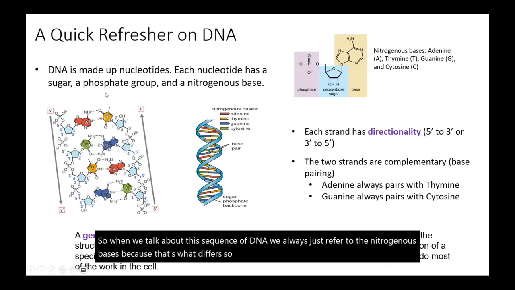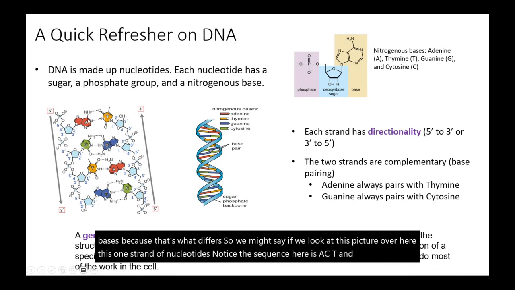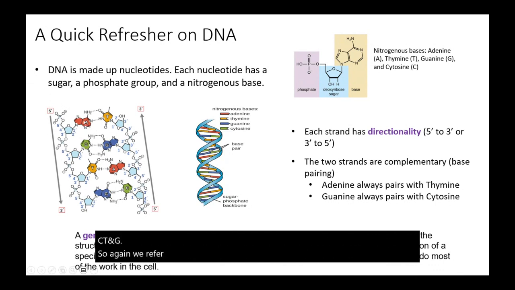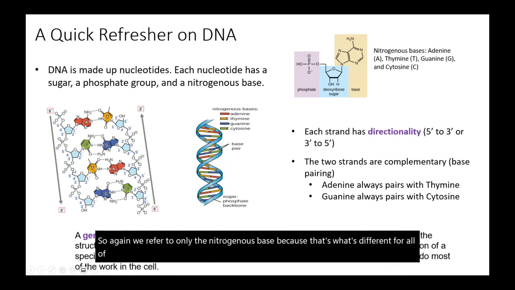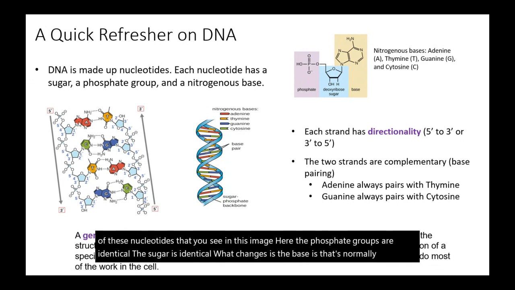So we might say, if we look at this picture over here, this one strand of nucleotides, notice the sequence here is A, C, T, and G. Okay, so again, we refer to only the nitrogenous base because that's what's different. For all of these nucleotides that you see in this image here, the phosphate groups are identical. The sugar is identical. What changes is the base. Okay, so that's normally what we refer to.